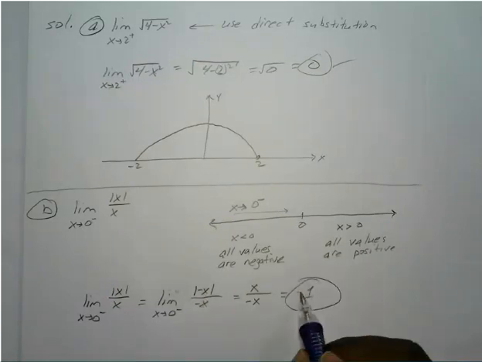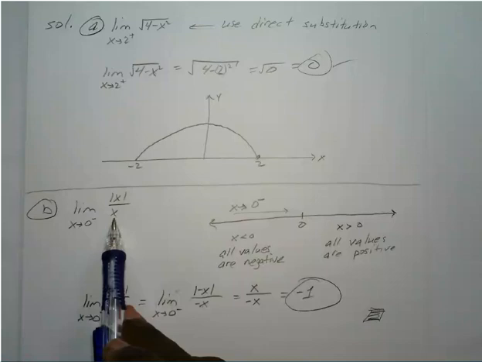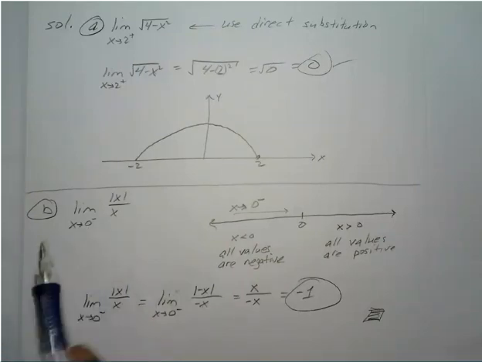That's why I was saying that the limit was actually optional at this point, but I went ahead and wrote it in anyway. Alright, so here, the limit of the absolute value of x over x as x approaches 0 from the left is equal to negative 1.